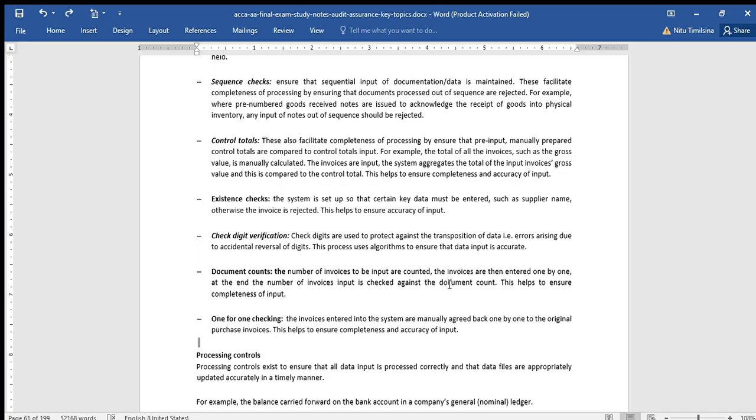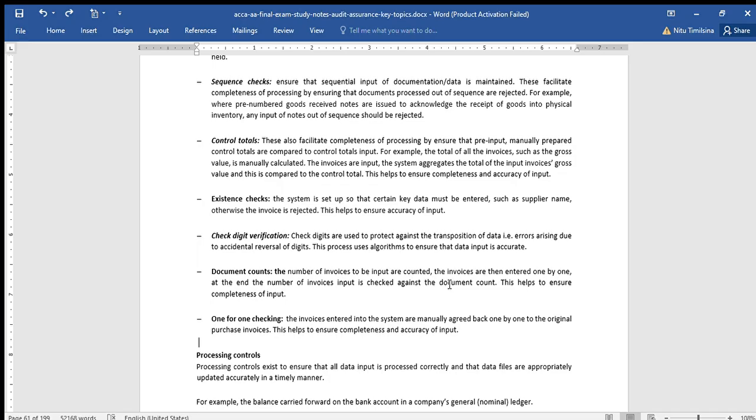Check digits verification. Check digits are used to protect against the transposition of data, that is, errors arising due to accidental reversal of digits. This process uses an algorithm to ensure that data input is accurate. Avoid number errors.